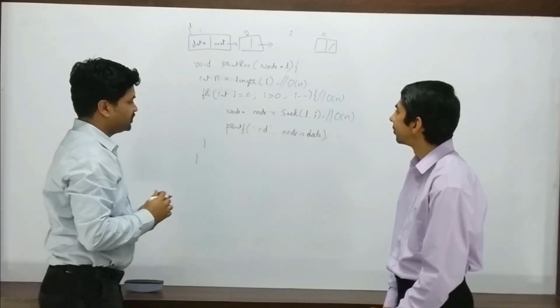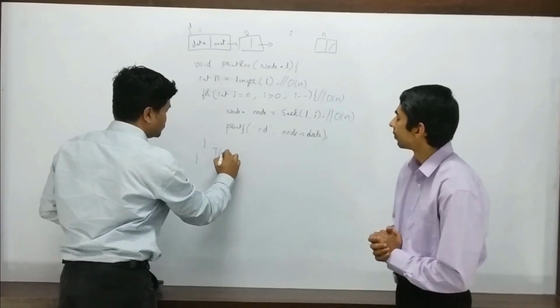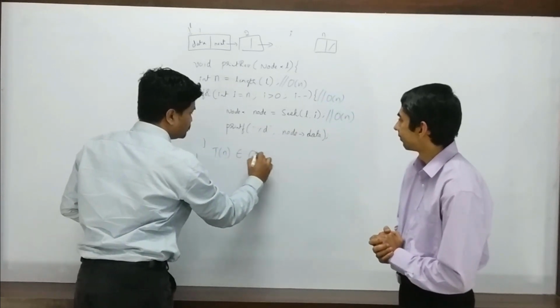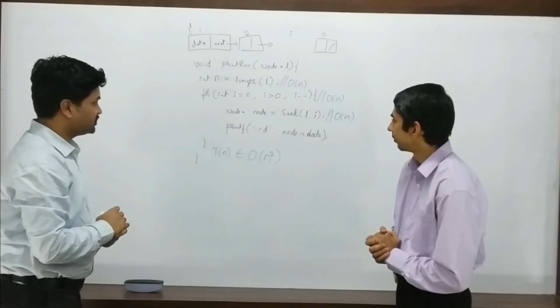This is a constant time taking method. So overall, the time complexity of this one belongs to big O of n squared. That's how we put it. So this is time complexity.